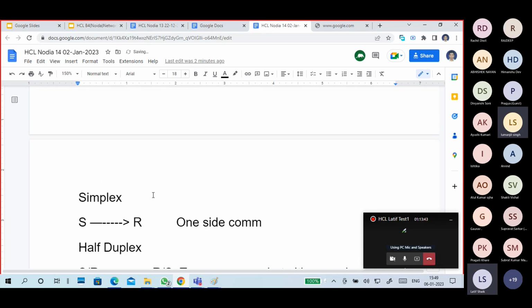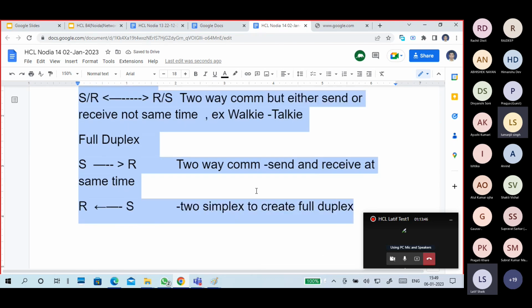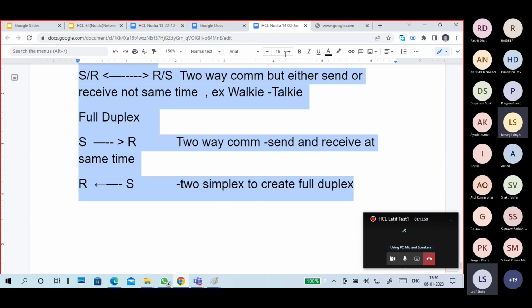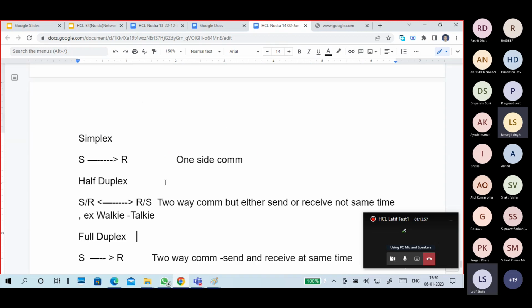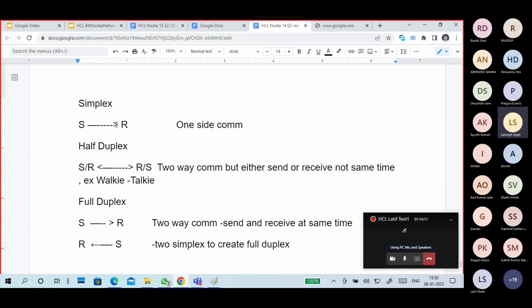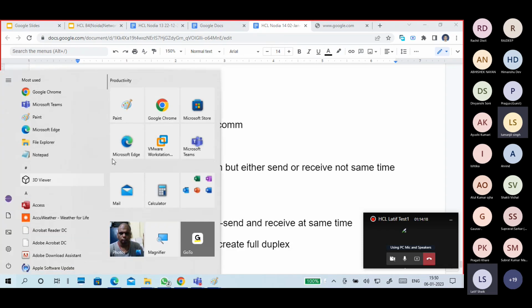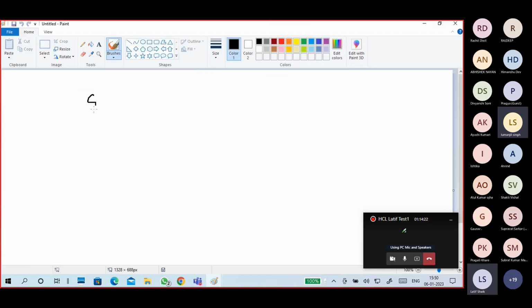Next one is, while we are communicating from one device to another device, it can be a simplex type, a half duplex, or a full duplex. It can be a simplex. Simplex means it is one-way traffic. Either you send or receive. You are sending, the other side receiving. There is a sender and a receiver. Source sends, destination receives. Only one-way traffic. One line, and you are sending, the other side receiving.